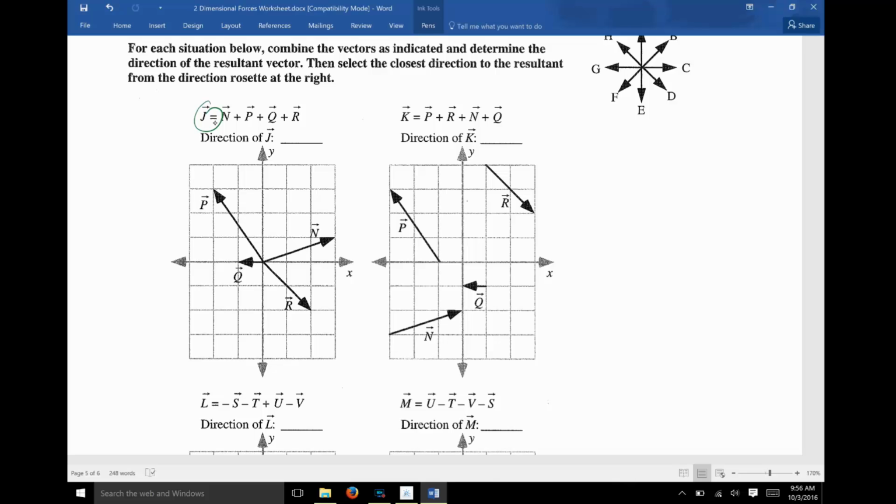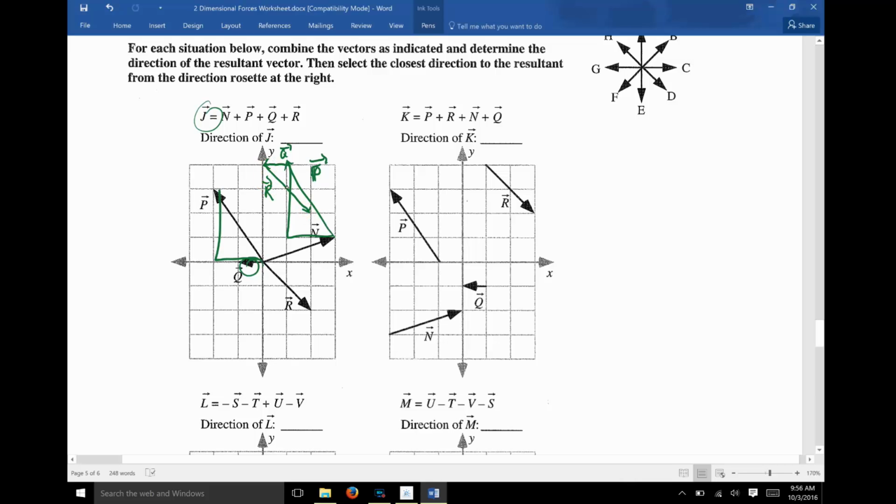So I do N plus P, and P, if you notice, goes 2 to the left and 3 up. So 2 to the left, 3 up. So this is P right here, vector P. Then I add Q, 1 to the left. How do I know that? I look at Q right here. So Q, and then plus R. R is 2 to the right and 2 down. So 2 to the right, 2 down. R would be right there.